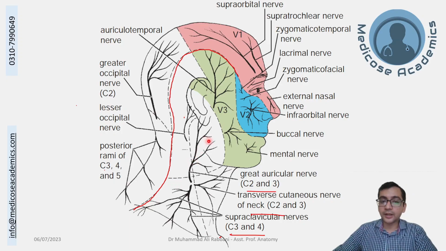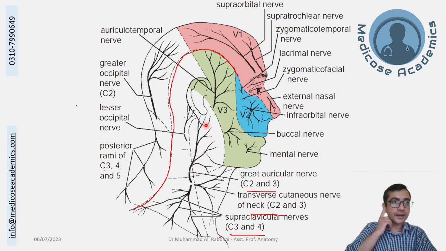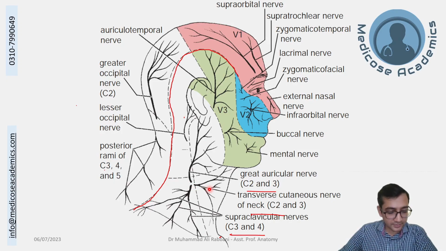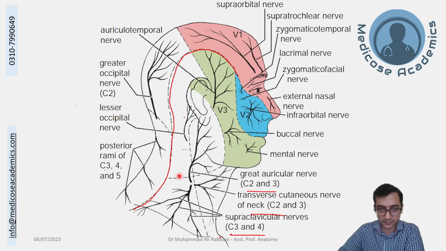The one that is going in front in the lateral aspect of the pinna and external canal, that is the greater auricular nerve, and it also supplies the margin of the chin. The one that transversely crosses the sternocleidomastoid and goes to the anterior aspect of the neck and supplies from chin to the jugular fossa, that is the transverse cutaneous nerve. And the ones that spread down over the pectoralis muscle medially and over the deltoid muscle laterally and supply these regions, these are supraclavicular nerves.